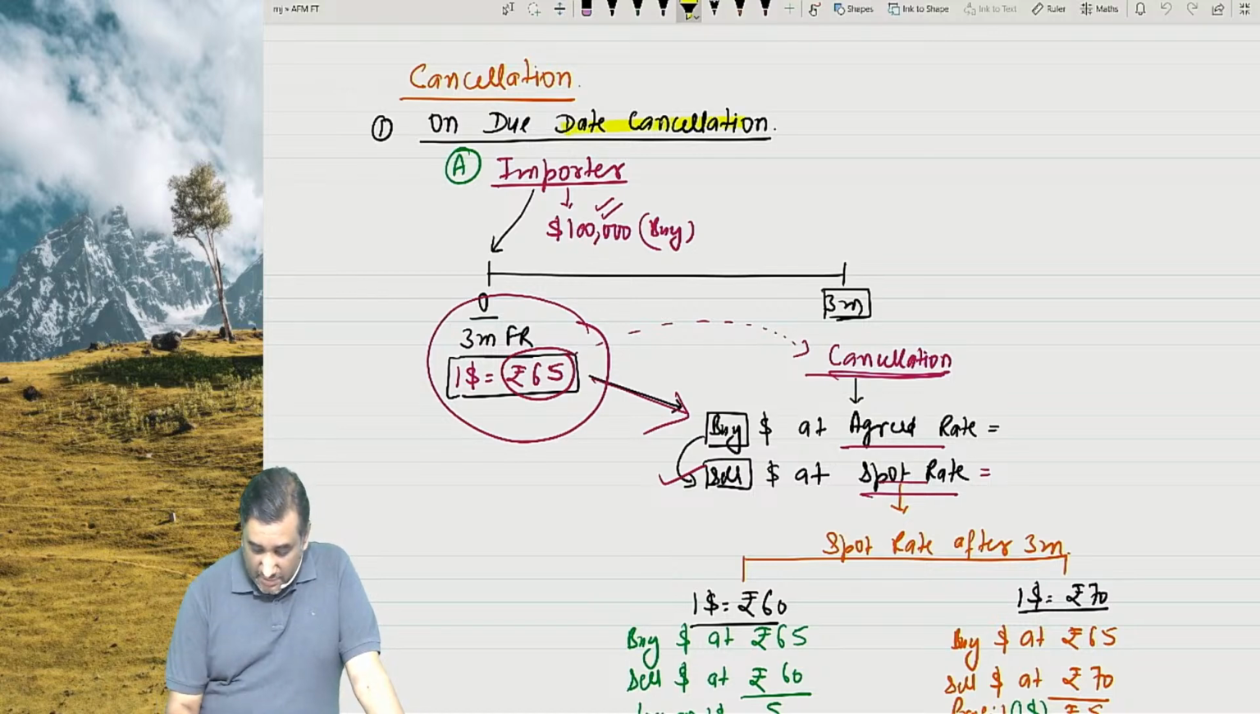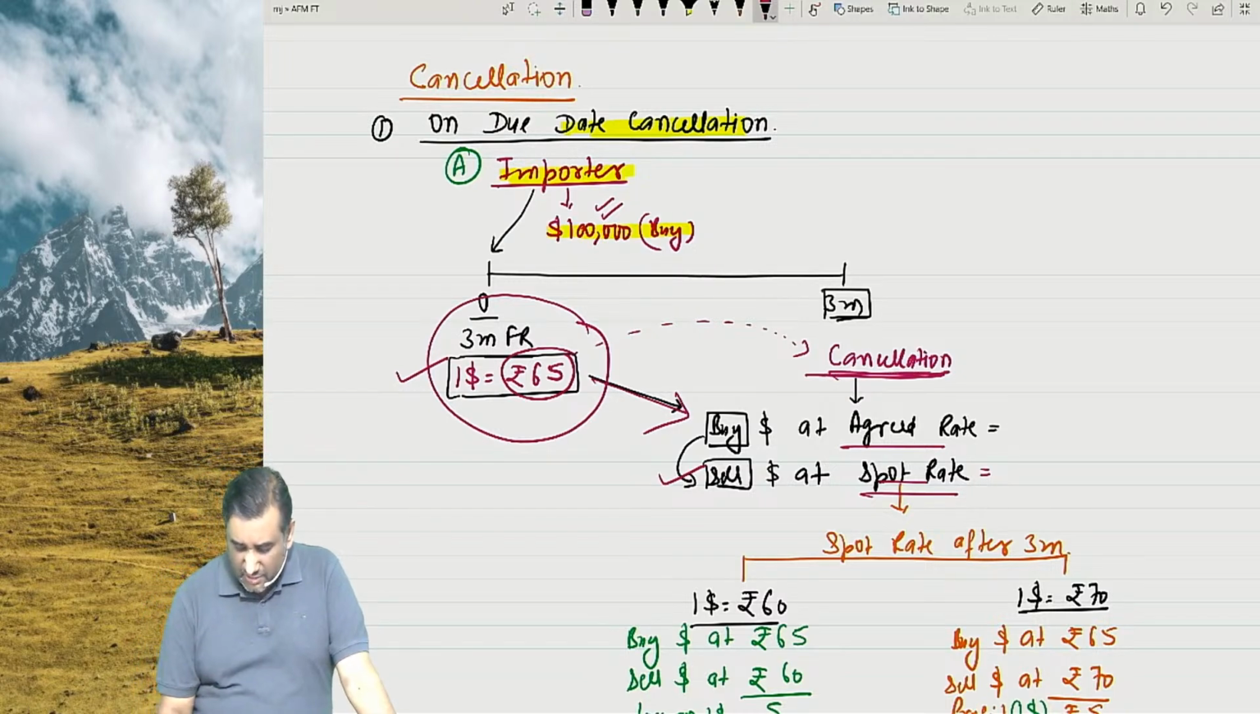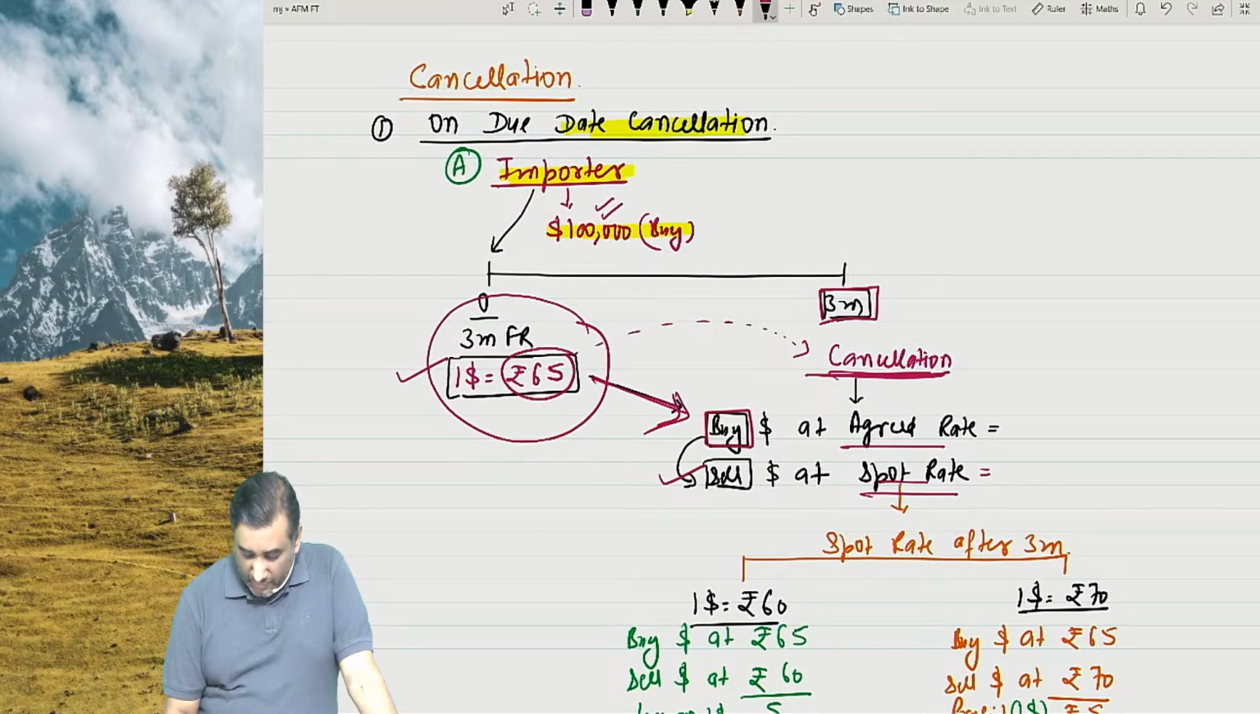In due date cancellation, I'm taking up an importer's case. Let's suppose he has $1 lakh to buy. The original contract in this case was to buy dollars at 65. I'm just assuming rough numbers from my side. The cancellation happens after 3 months, which was the due date. Now, since the original contract was buy, the cancellation will be done by sell.